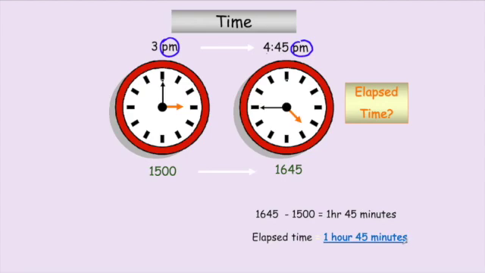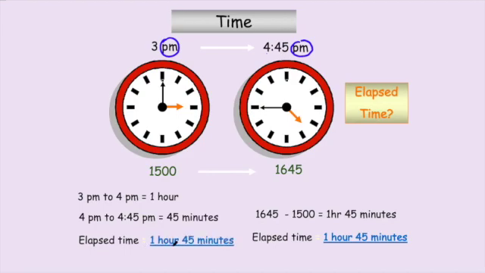This can also be done mentally this way. From 3 o'clock to 4 o'clock, we have 1 hour, and from 4 o'clock to 4:45, we have 45 minutes. So the elapsed time is 1 hour, 45 minutes.